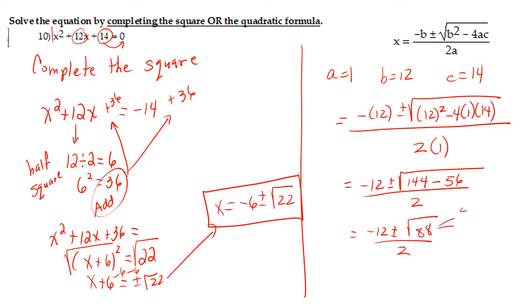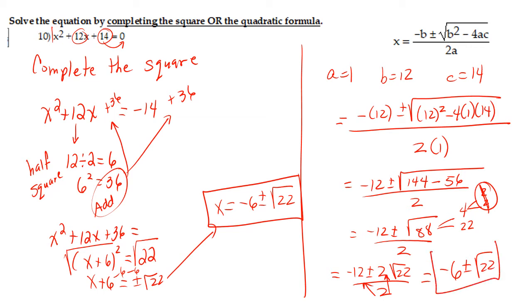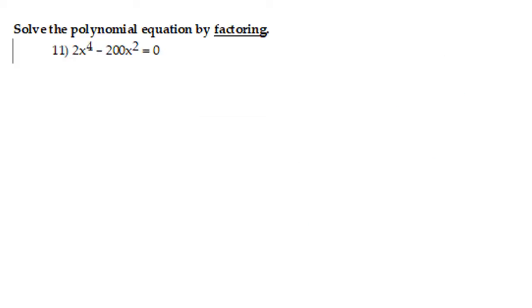Now 88 is 4 times 22, and 4 is a perfect square. So we can simplify that as negative 12 plus or minus 2, because these are the repeats, square root 22 over 2. Now divide the 2 into both of those terms, and I end up with negative 6 plus or minus square root 22, the same solution as completing the square. Now on this equation, we must factor.